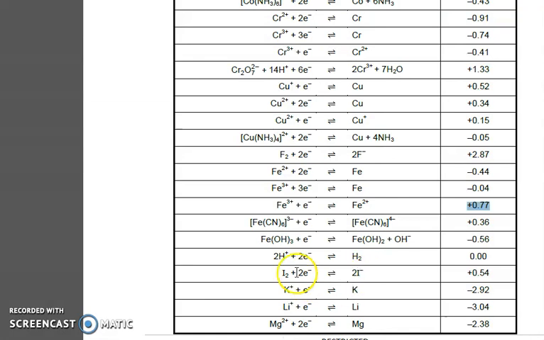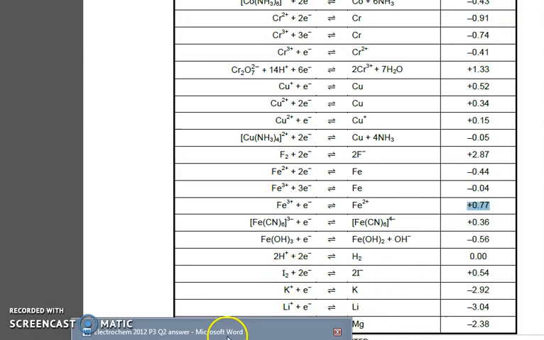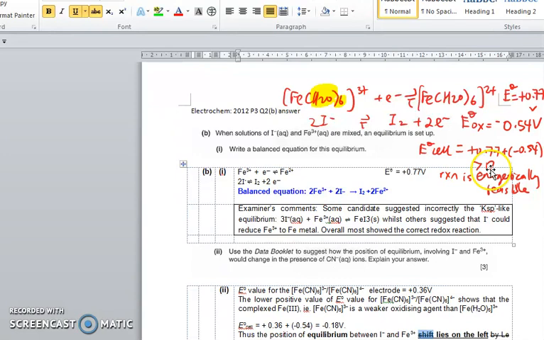E naught oxidation of I minus to I2 is negative 0.54. So I believe that you can calculate E naught cell is positive. And once you know that E naught cell is positive, the reaction is energetically feasible, and therefore it's a full forward arrow. Please take note. Once E naught cell is positive, I repeat, the reaction is energetically feasible. It's a full forward arrow. Okay, so this is the balanced equation.